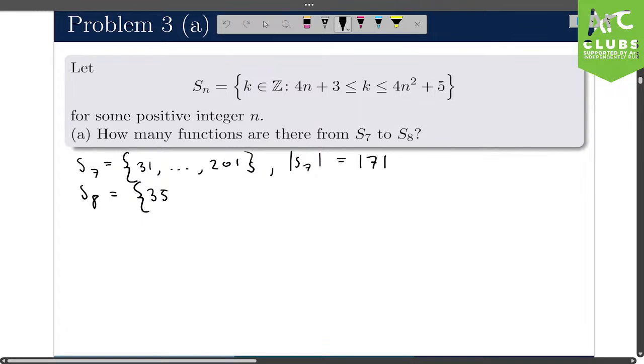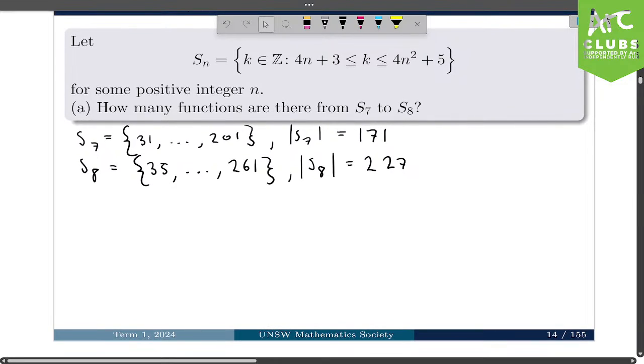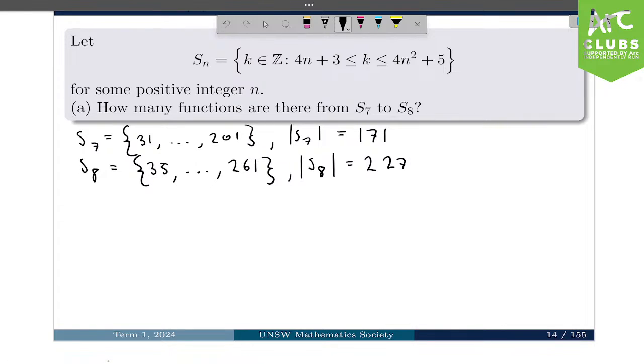And we can do the same for S8. Starts with 35, and it goes all the way up to 261. And that means the size of S8 is 227, if I recall correctly. Feel free to do the calculations at home in your own time. But really all we need is actually the size of these sets to find out how many functions there are from S7 to S8, right?